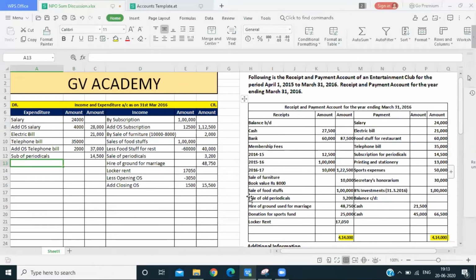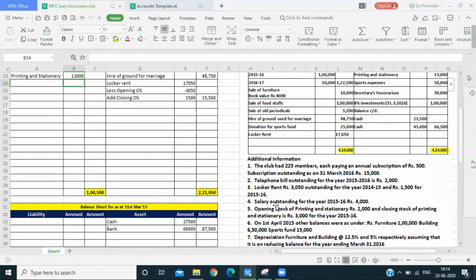The next point is printing and stationery. We have made a payment for printing and stationery amounting to 13,000. And also we have an adjustment. The adjustment is we have opening stock of stationery amounting to 12,000 and closing stock of stationery amounting to 3,000. When we consider this printing and stationery as a stock, we need to debit the value of consumption as an expenditure. In order to find the value of consumption, the formula will be opening stock plus purchases minus closing stock.